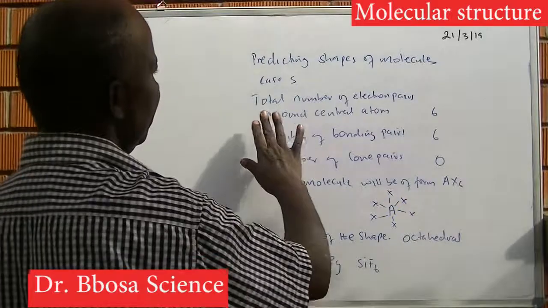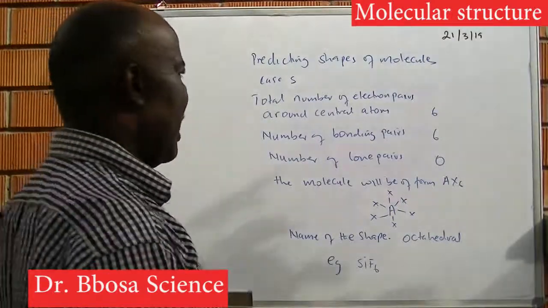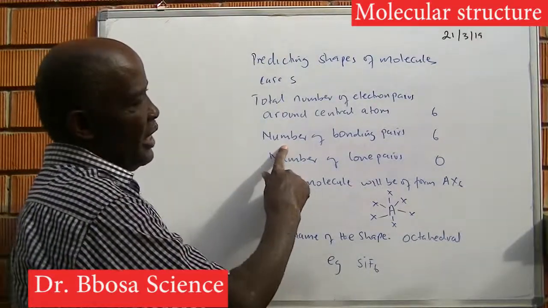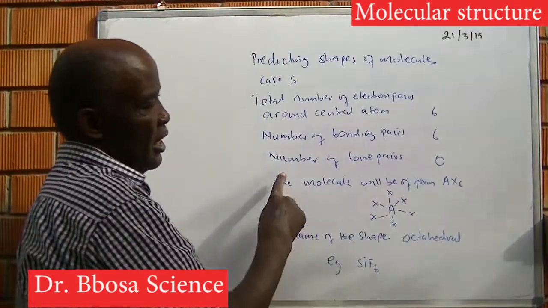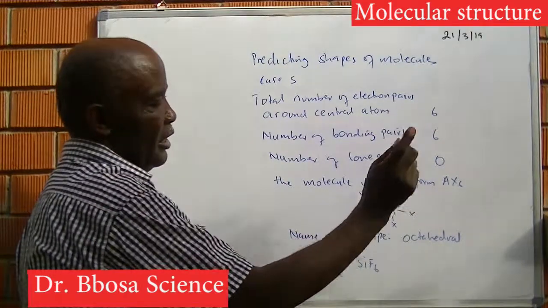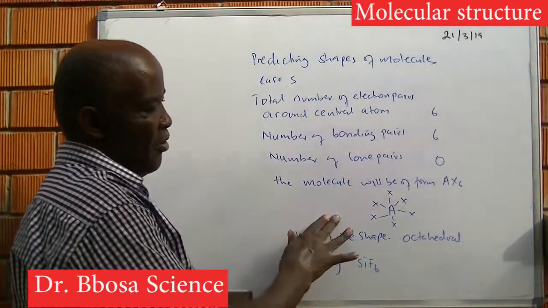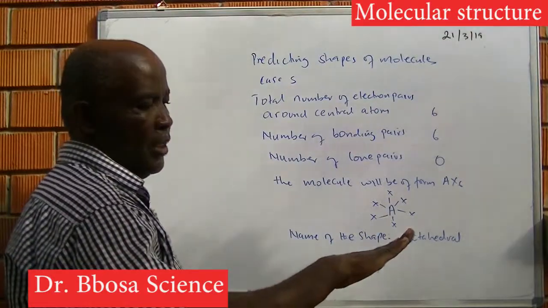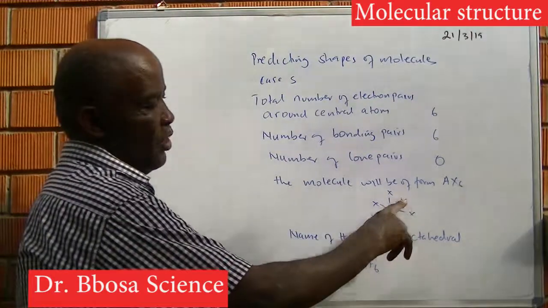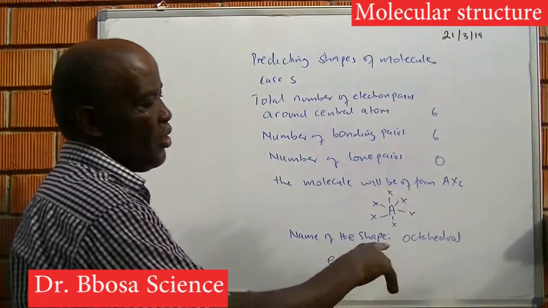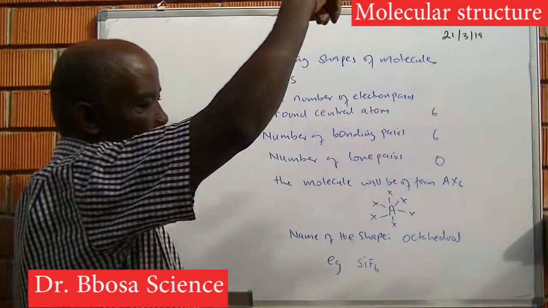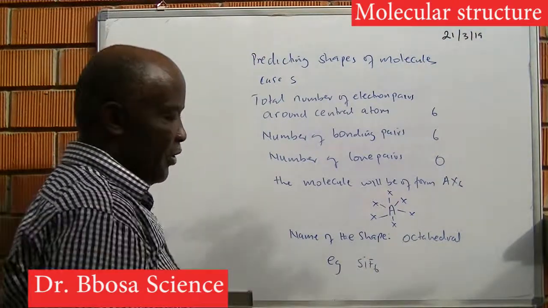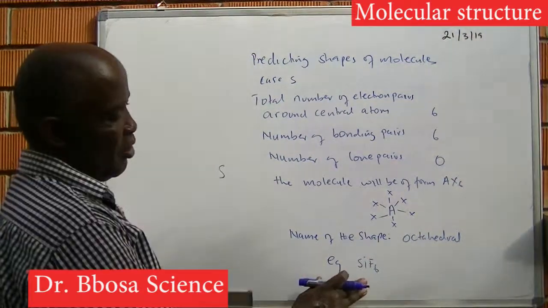Case 5. The number of electron pairs around the central atom is 6. Number of bonding electrons is 6. Number of lone pairs is 0. The molecule will have a shape like this. Imagine a square, and each of these chlorine atoms is at a corner of the square. Then one projecting up, another one projecting down. The shape is octahedral. An example, silicon hexafluoride.